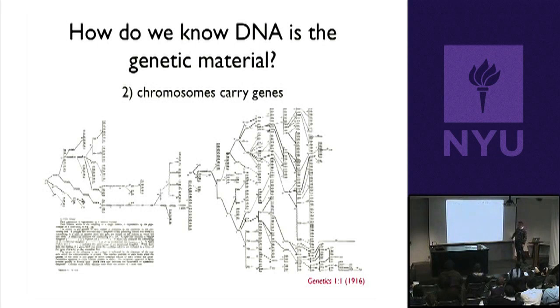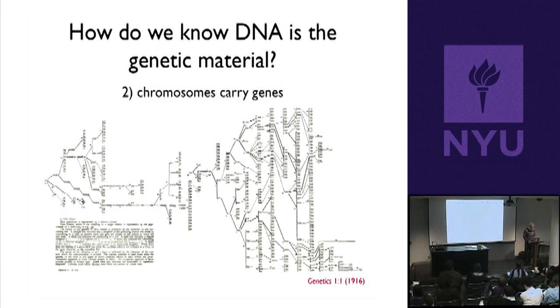The other reason I'm showing it to you is that their proof that genes are carried on chromosomes was the first paper in the first issue of a journal called Genetics. It was published in 1916. So if genetics were a religion, and this journal was the Bible, this would be Genesis chapter 1, verse 1. Genes are carried on chromosomes. So far we have that chromosomes contain DNA and protein. Chromosomes carry genes. Where do we go next?